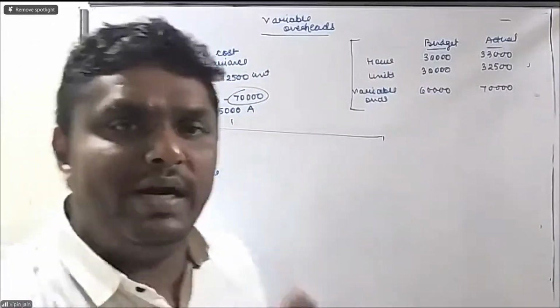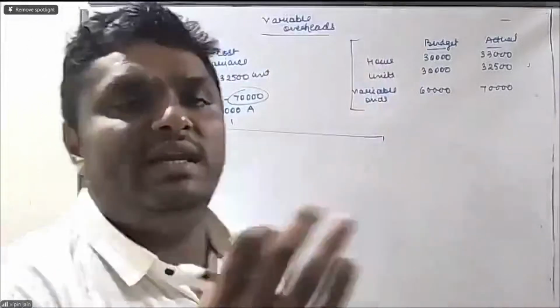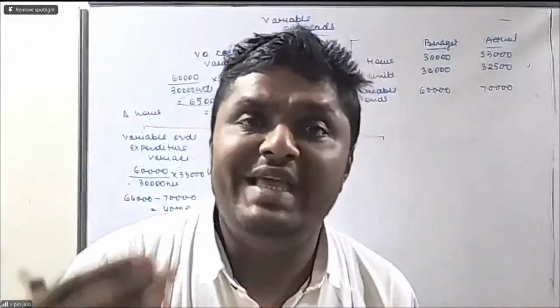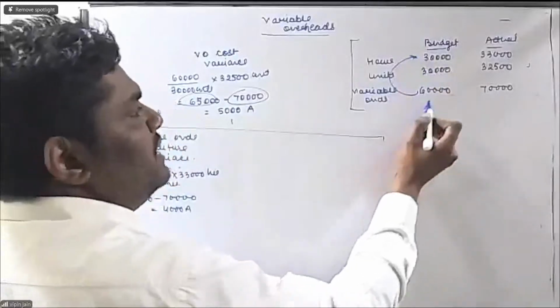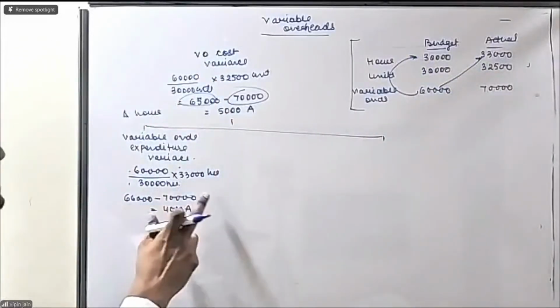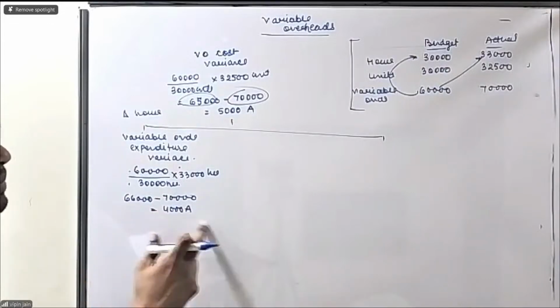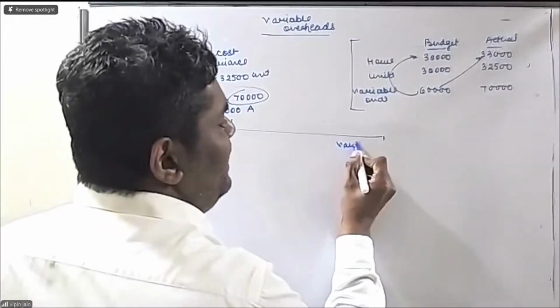As the variable overheads keep on changing, that's why I did not straight away do 60 minus 70. Variable overhead keeps on changing. So 60,000 overheads for 30,000 hours, so for 33,000 hours, how much? 66,000 minus actual overhead 70,000. So this will be 4,000 adverse. And last is variable overhead efficiency.